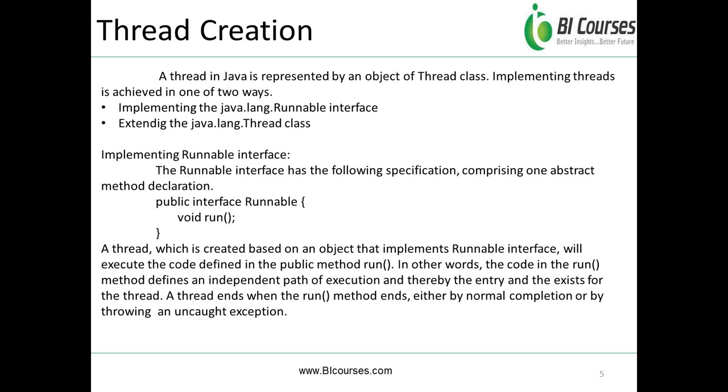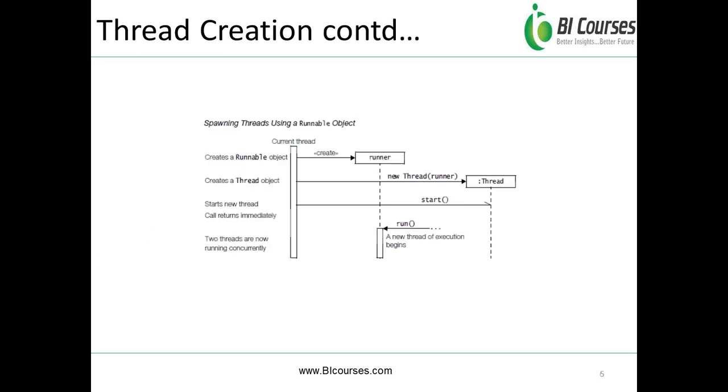The Runnable interface has the following specification comprising one abstract method declaration. This interface has one abstract method called the run method. For whatever class we create using this Runnable interface, we have to override this run method and write the logic within the run method. We define the code in the run method to execute the thread. A thread ends when the run method ends, either by normal completion or by throwing an uncaught exception.